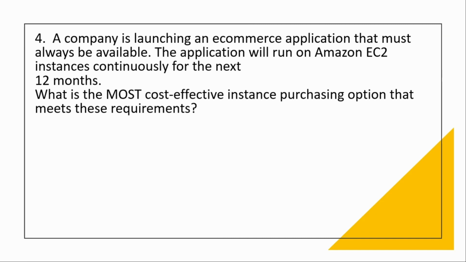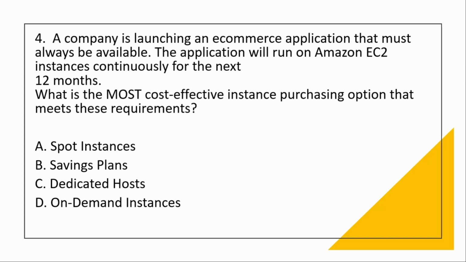Coming to the next question. A company is launching an e-commerce application that must always be available. The application will run on EC2 instances continuously for the next 12 months. What is the most cost effective instance purchasing option that meets these requirements? Let's see the options. First is spot instances. Spot instances is like a bidding system, so whoever bids the highest will get it. So continuously for the next 12 months, not possible.